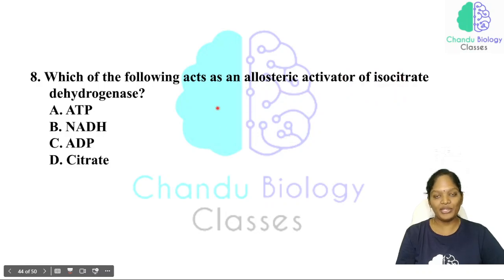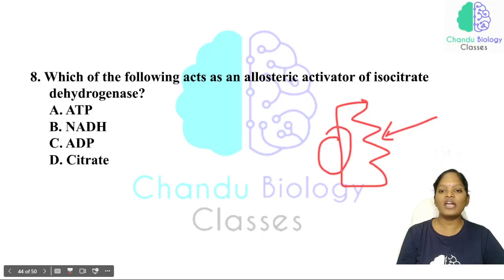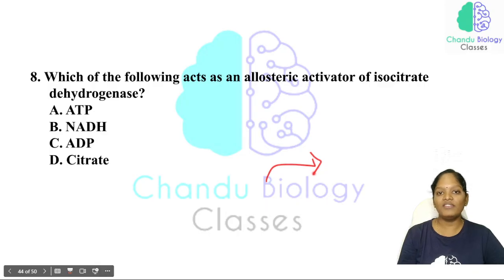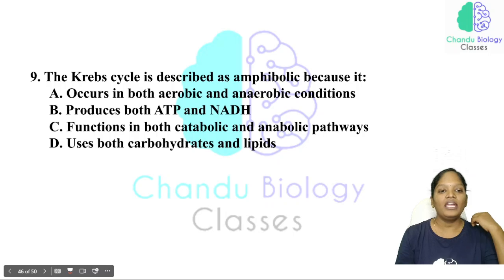I have explained what an allosteric enzyme is. An allosteric enzyme has a substrate binding area, the active site, and together with it an additional site where the activator or inhibitor binds. Here they are asking about the allosteric activator of isocitrate dehydrogenase. I explained this allosteric enzyme in the enzyme class itself, and that will be ATP and ADP.